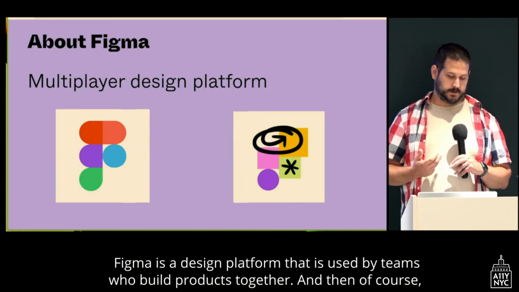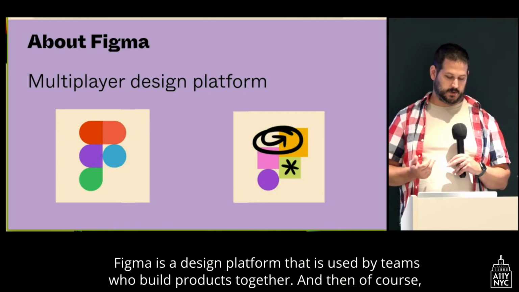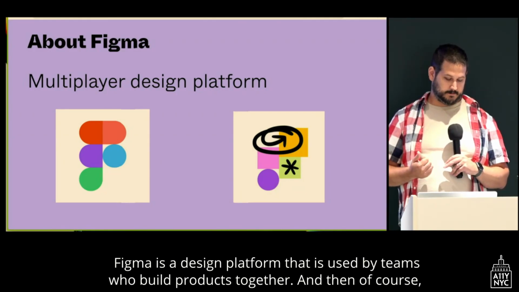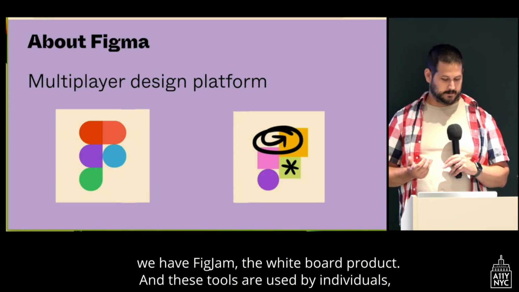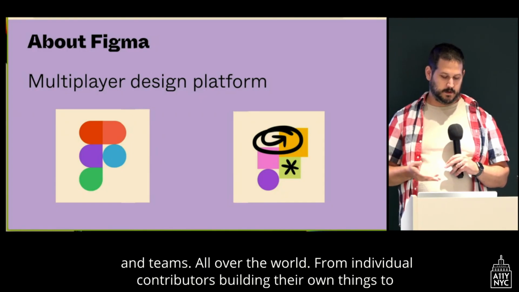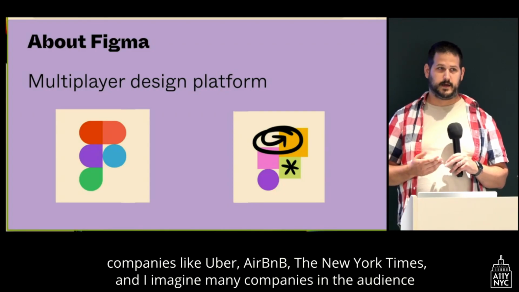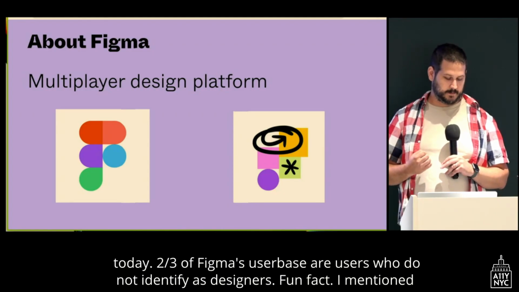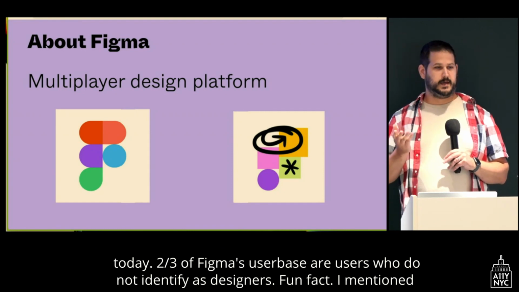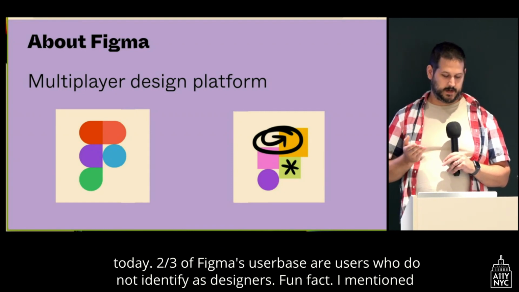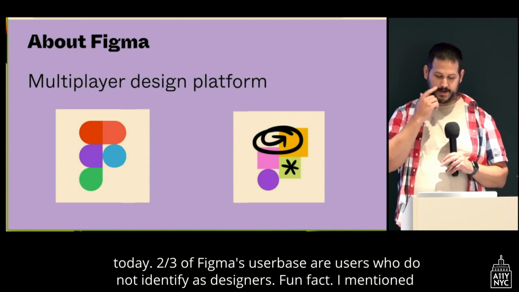Figma is a design platform that is used by teams who build products together. And then, of course, we have FigJam, the whiteboard product. And these tools are used by individuals and teams all over the world, from individual contributors building their own things to companies like Uber, Airbnb, and the New York Times. And I imagine many people that are in the audience today. And fun fact, today, 2/3 of Figma's user base are users who do not identify as designers.